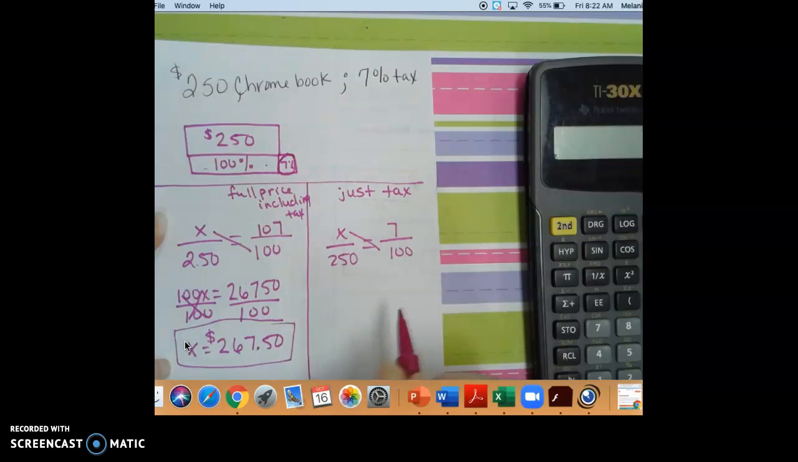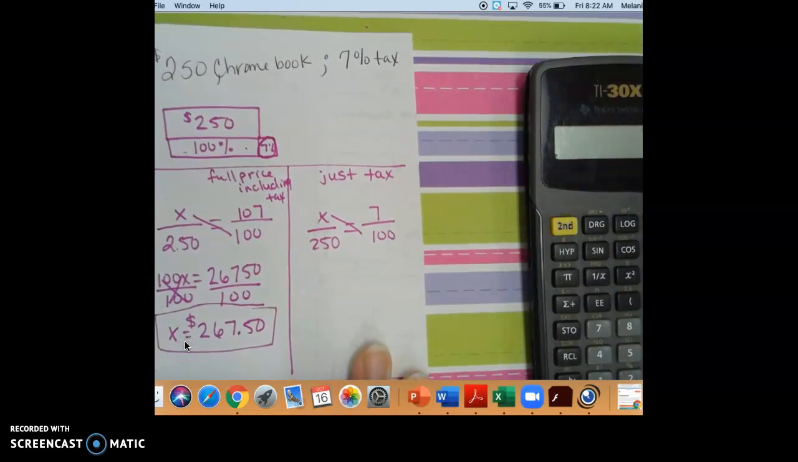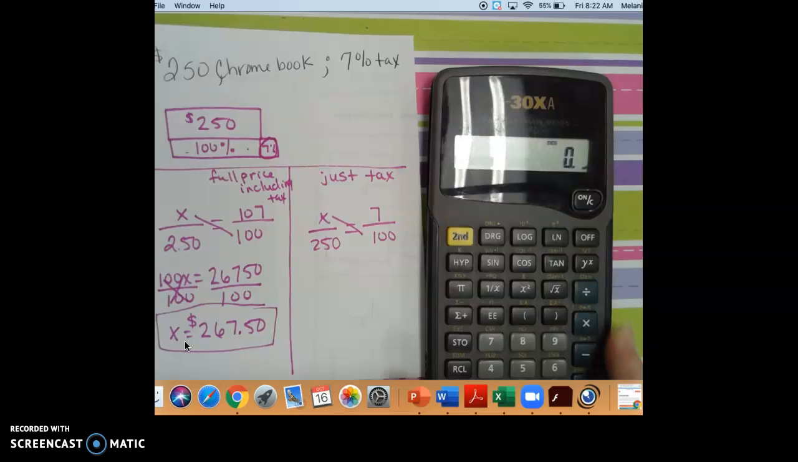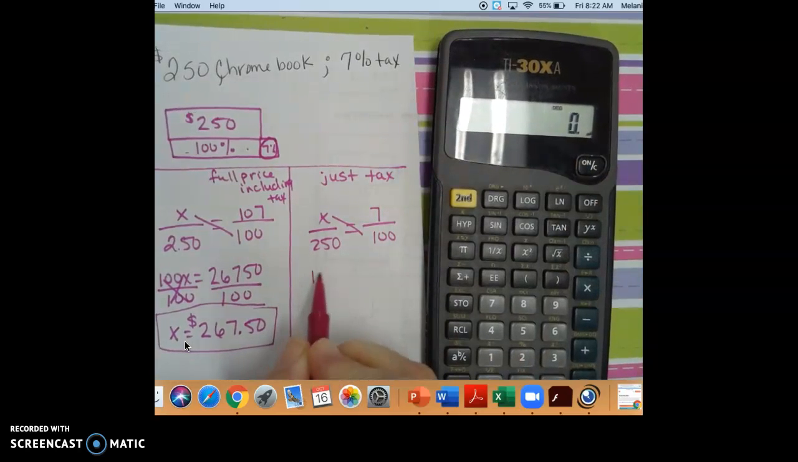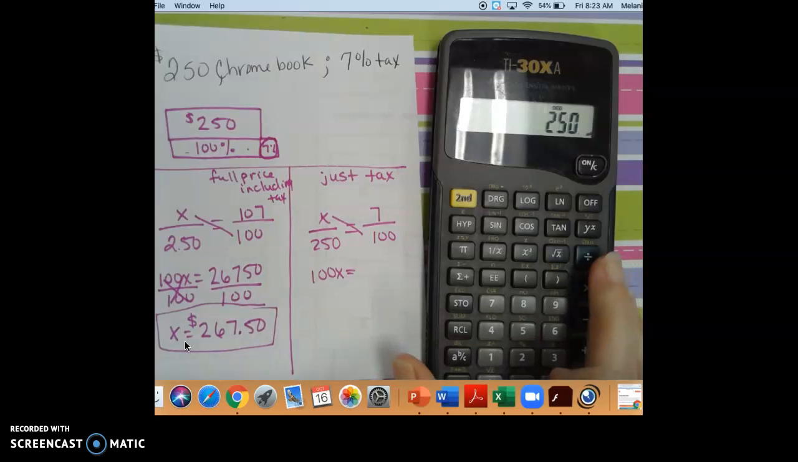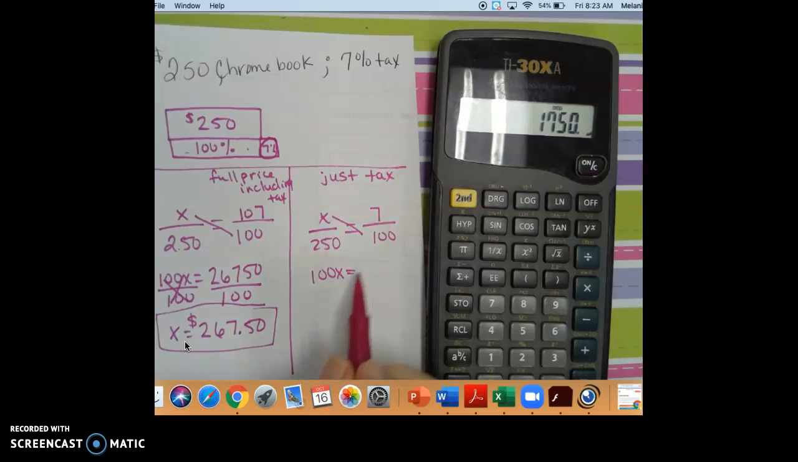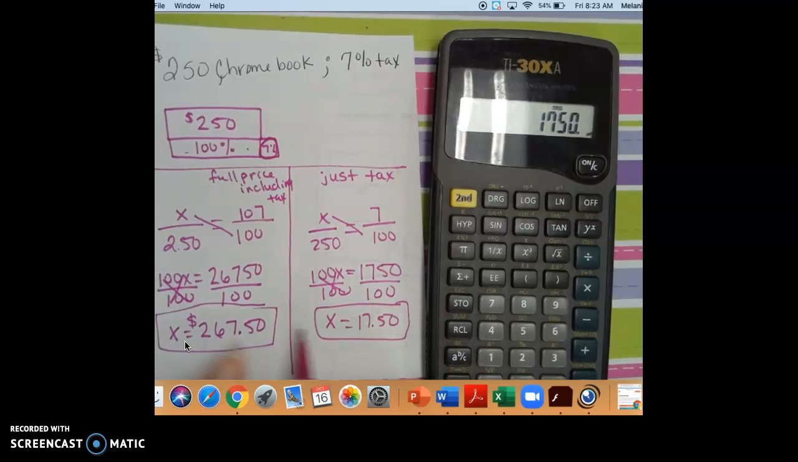So then my problem changes a little bit, and I only put 7 on the top because I'm just looking for tax. So I've got 100x equals 250 times 7. And I divide by 100, and x equals 1750. So this would be just tax, and this is my whole price including tax.